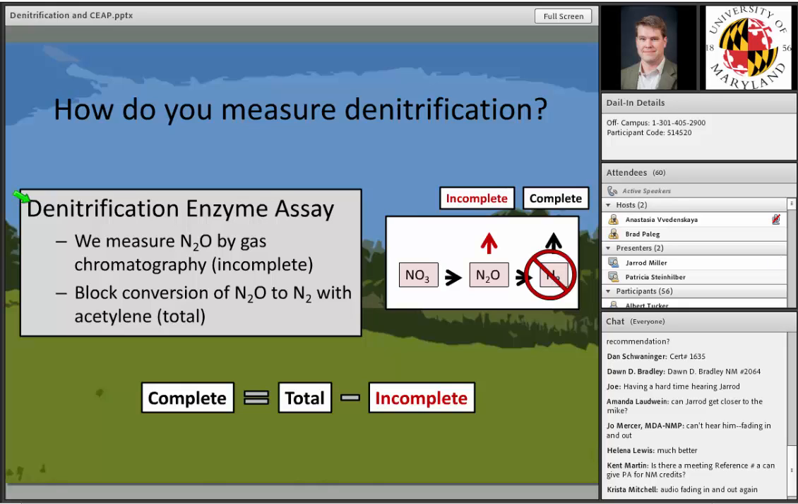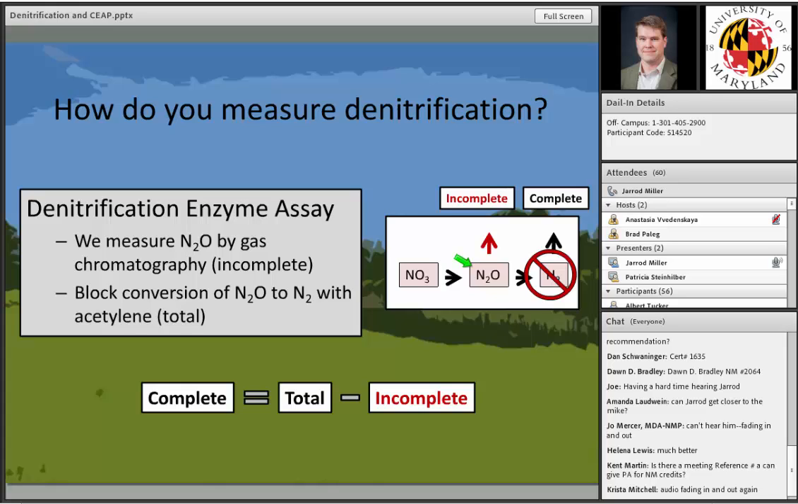The issue with DEA is if you go all the way to completion, you're getting dinitrogen gas. Well, if your atmosphere is 80% nitrogen, and you only have 1 part per million change in nitrogen coming out of your soil due to soil microbes, it's hard to measure that against a background that's so large. It's like a needle in a haystack. But what we can measure is N2O, because it's at much lower concentrations in the atmosphere. We can use gas chromatography and measure N2O coming out of these soils, but that only gives you the incomplete.